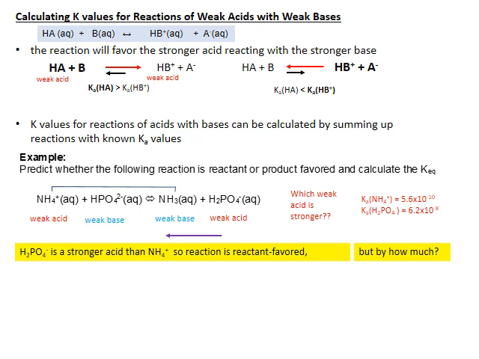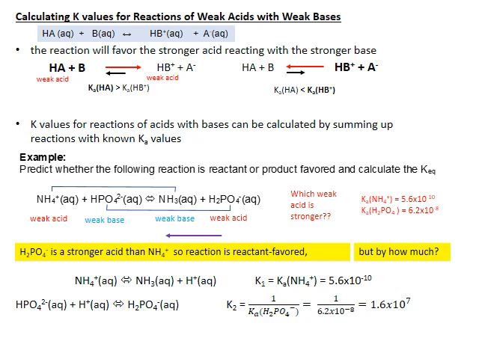Notice that the ammonium ion is being converted to ammonia in this reaction by losing a proton. If we show just this part of the reaction, the conversion of ammonium to ammonia with the production of a proton, we recognize this reaction as the Ka reaction for ammonium. What's happening to the hydrogen phosphate? The hydrogen phosphate is picking up a proton to become dihydrogen phosphate. Let's write this reaction out.